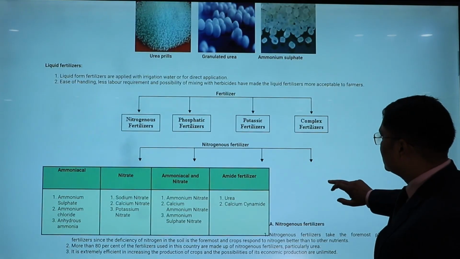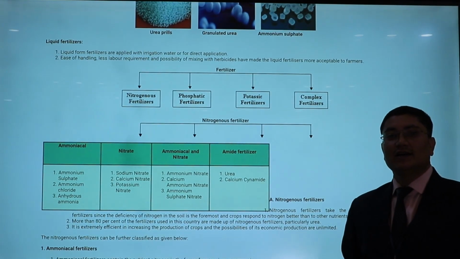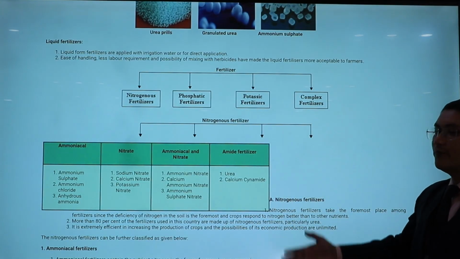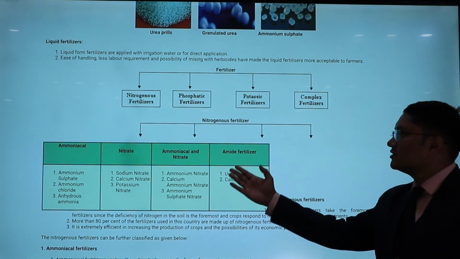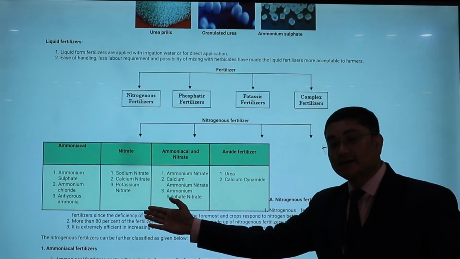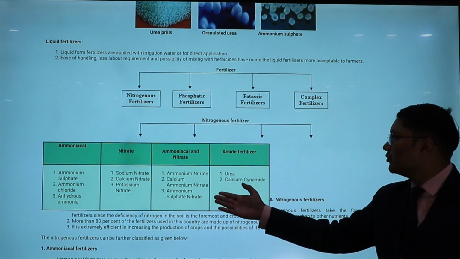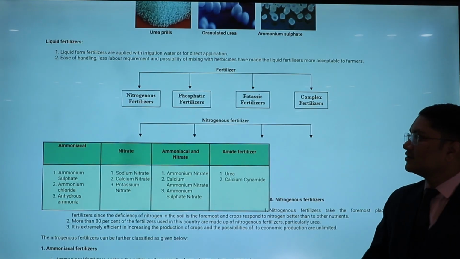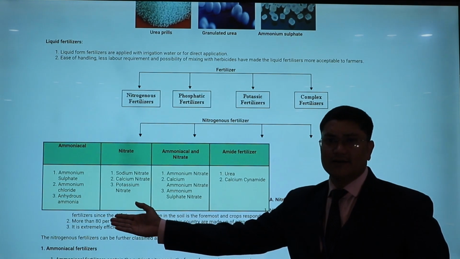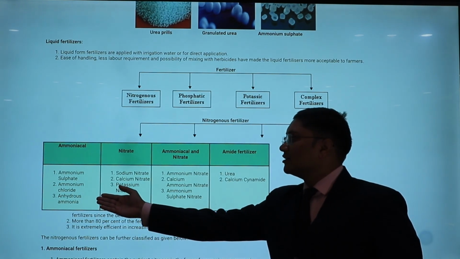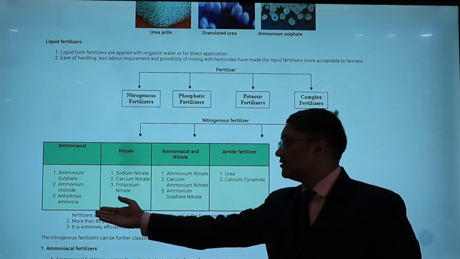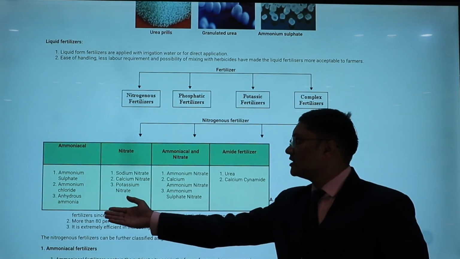And in liquid fertilizers, the broad classification is nitrogenous, phosphatic, potassic fertilizers and complex fertilizers. In nitrogenous, there are four categories: ammoniacal, nitrate, ammoniacal and nitrate both, and amide fertilizers. In the ammoniacal category, ammonium sulfate, ammonium chloride, anhydrous ammonia. Anhydrous ammonia has the highest percentage of nitrogen content. So these are ammoniacal forms.